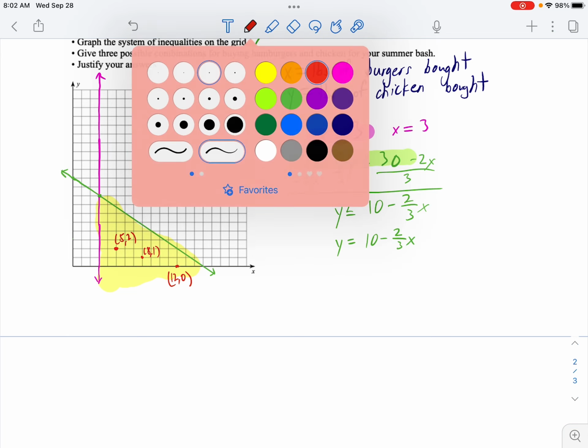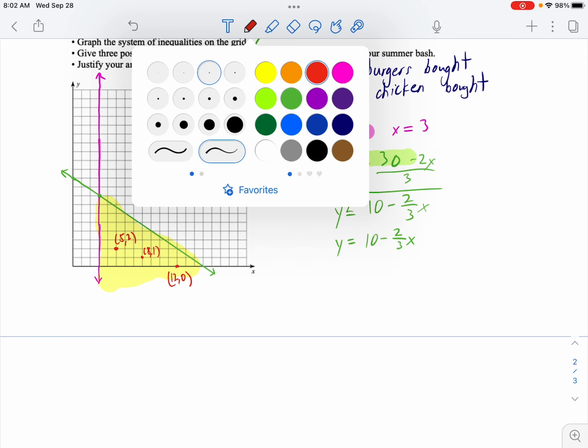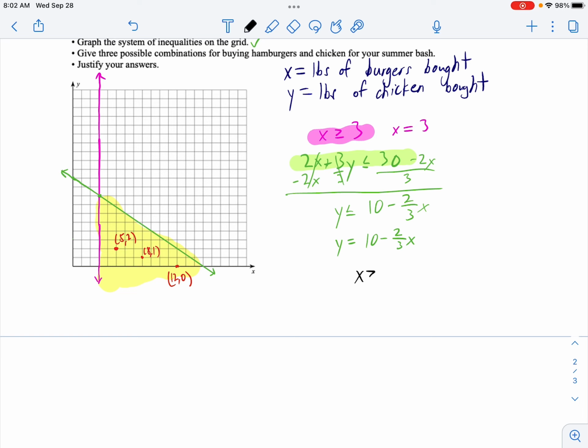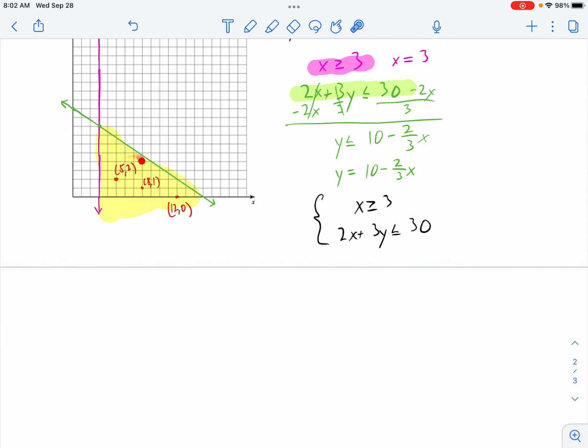Okay, so what is my system of inequalities? It's going to be x is greater than or equal to 3, y is less than or equal to 10, or, yeah, I'll keep the original: 2x plus 3y is less than or equal to 30, okay? So I literally just copied this black part from up here. I copied the pink, put it down here, copied the green, and put it down here, okay? So the point, let's start with 5, 2.